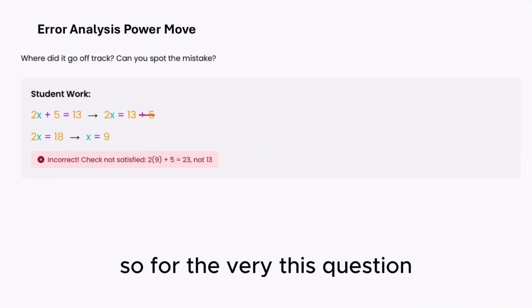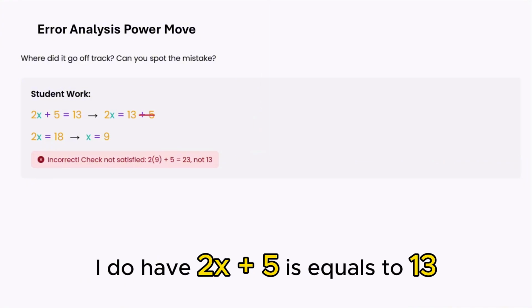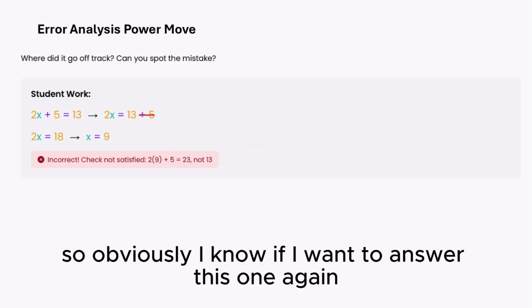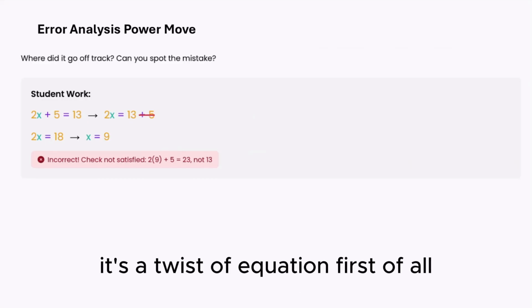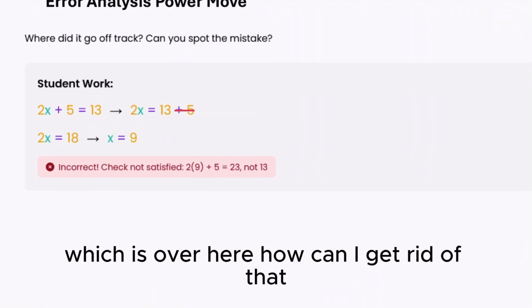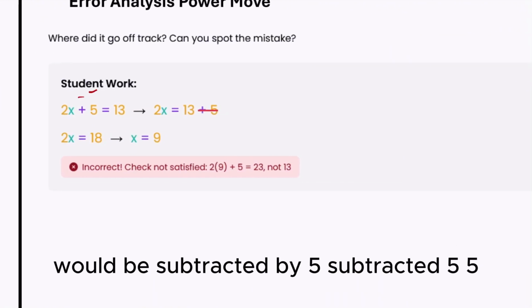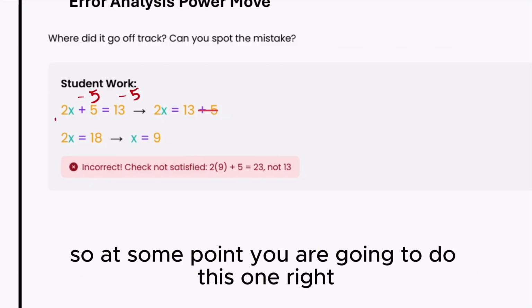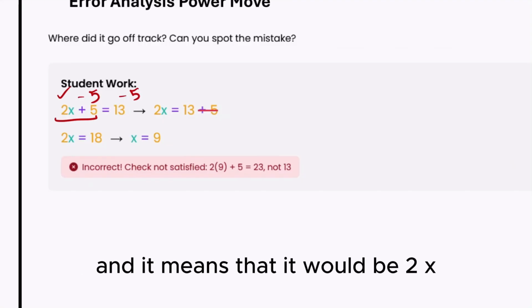So for this question, I have 2x plus 5 equals 13. If I want to answer this one, it's a two-step equation. First of all, I have to get rid of the number 5, which is over here. How can I get rid of that? I subtract 5. So at some point, you are going to do this right, and it means that it would be 2x.